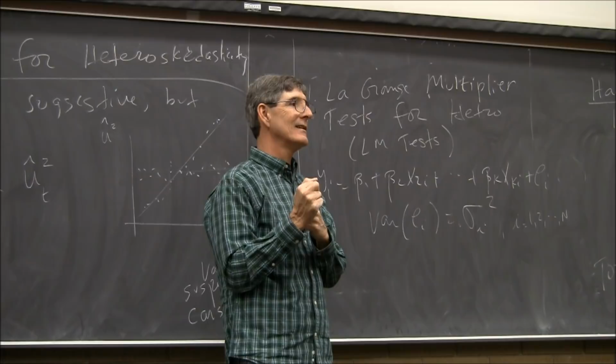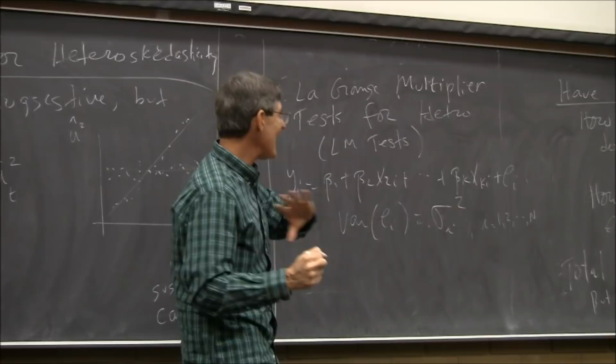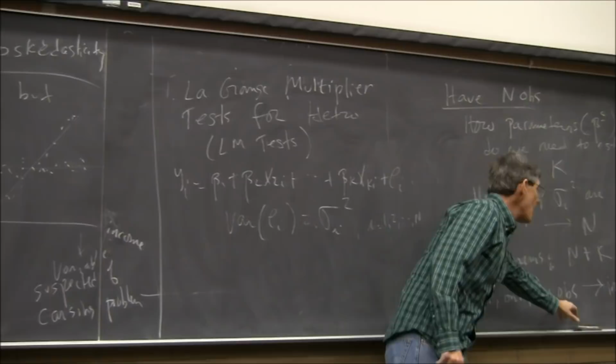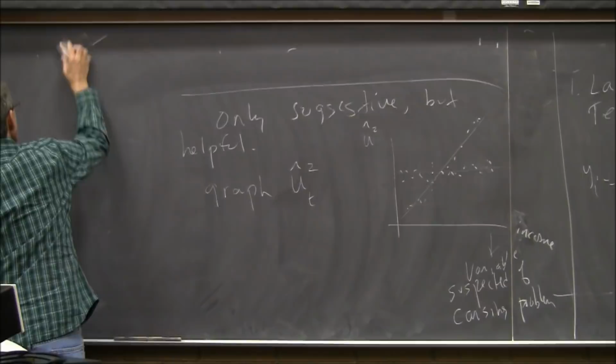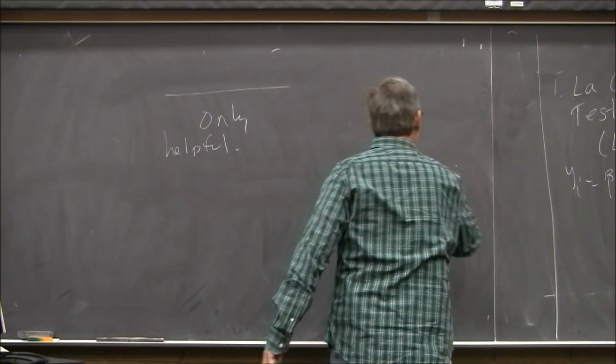So there's no way to do this. I can't estimate every single variance and every single parameter. So I have to reduce the scope of my problem somehow. I have to somehow reduce the problem of estimating n plus k variables to a feasible problem of estimating something less than n. I cannot estimate that many things.